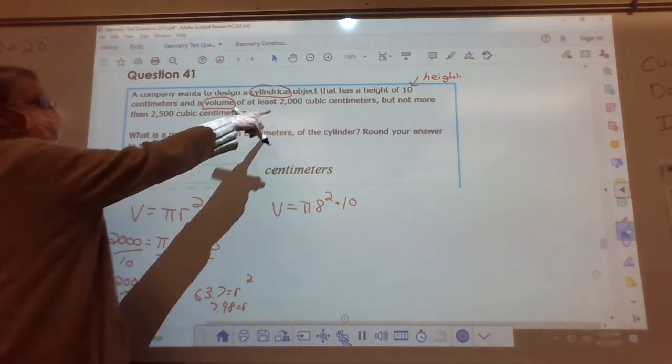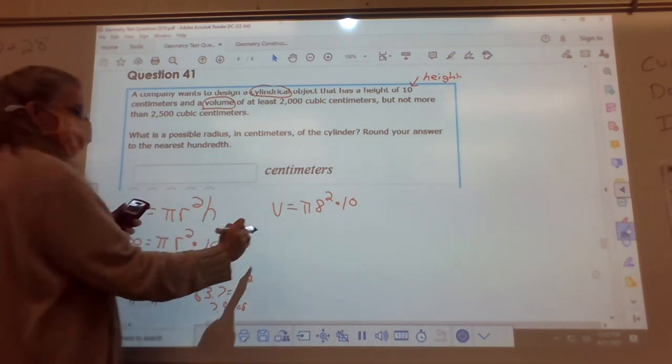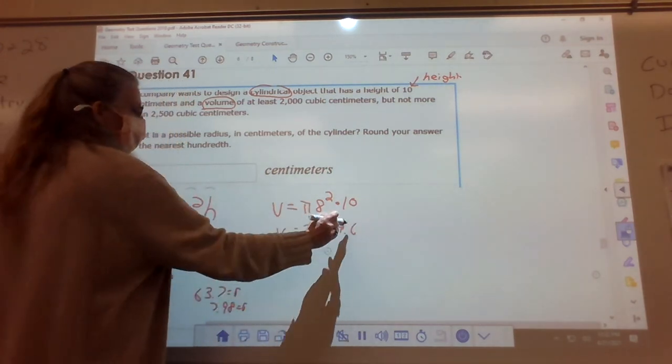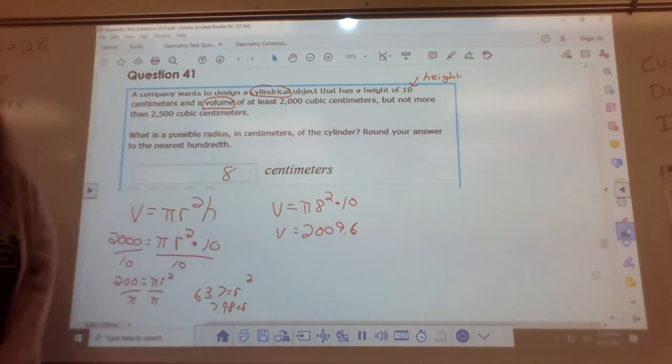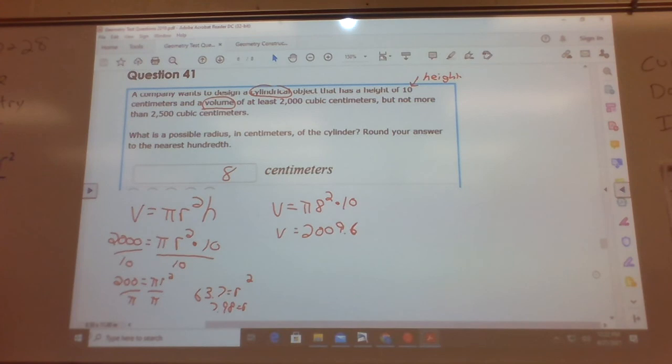And as long as I'm bigger than 2,000 but not over 2,500, I'm good. So I'm just going to type it in. 3.14 times 8 squared times 10 equals 2,009.6. Yep, that would work. So 8 would work. I could have done 8.5. 3.14 times 8.5 squared times 10 would have given me 2,268.65. I'm okay. I'm bigger than 2,000, but not too big for 2,500.